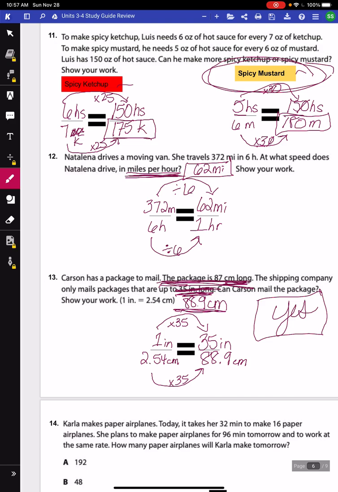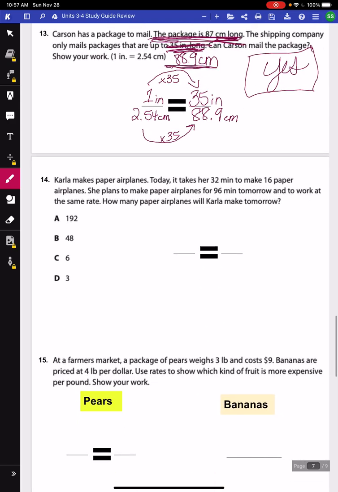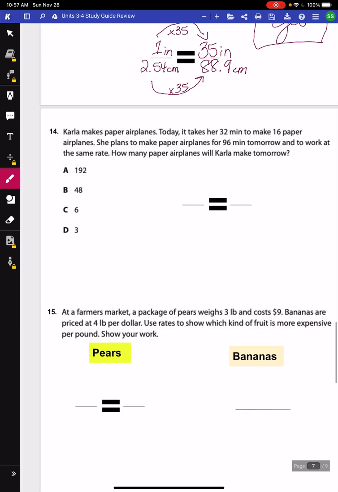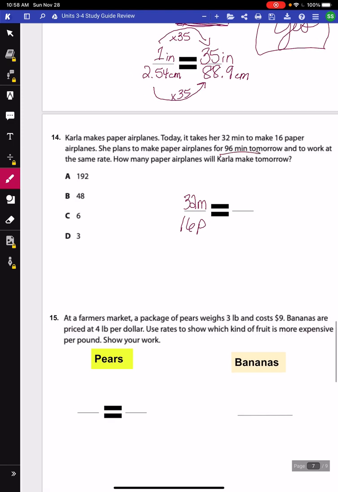All right, number 14. Carla makes paper airplanes. Today it takes her 32 minutes to make 16 paper airplanes. She plans to make paper airplanes for 96 minutes tomorrow and to work at the same rate. How many paper airplanes will she make tomorrow? Well, we start out with the rate of 32 minutes, 16 paper airplanes. Okay, and she plans to work for 96 minutes tomorrow.